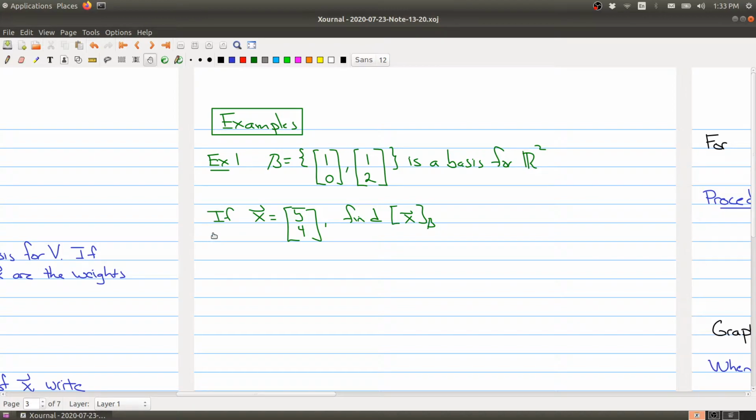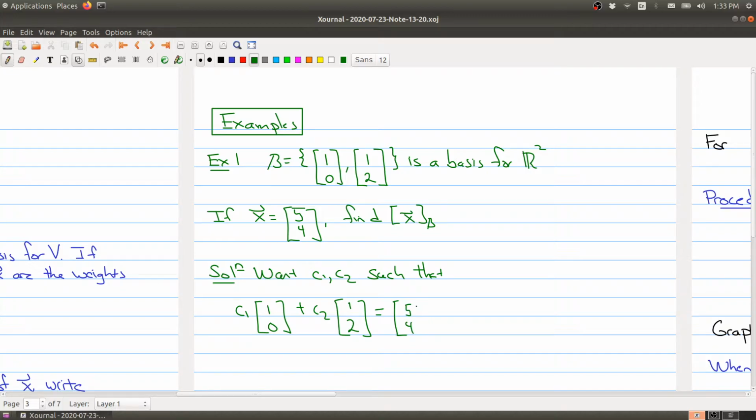My question is: if we're given a vector, say (5, 4), let's find the B coordinates of this vector. Let me just give you a solution. It's a nice simple example to get us going. We want the C1 and C2 such that C1 times (1, 0) plus C2 times (1, 2) is equal to (5, 4).